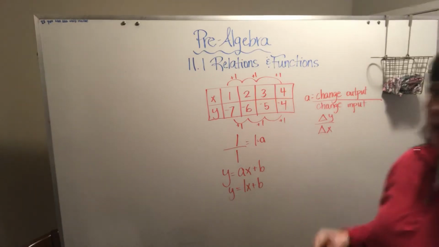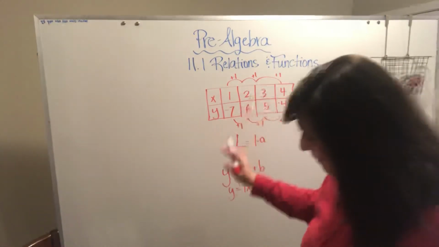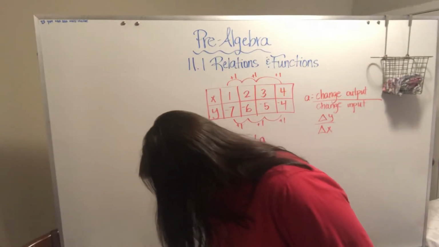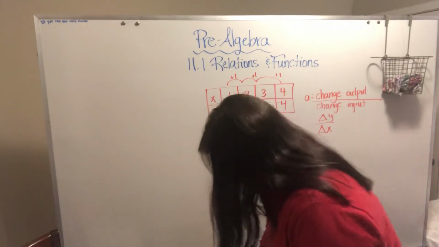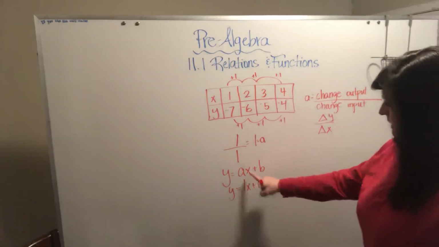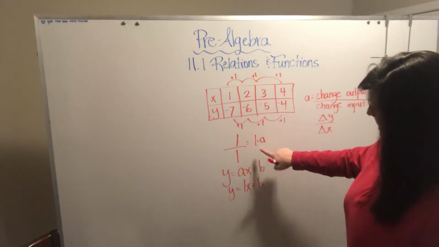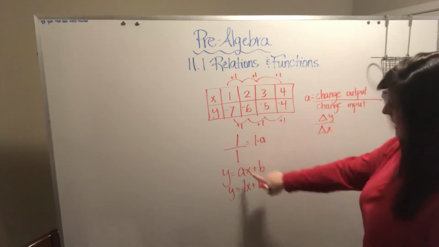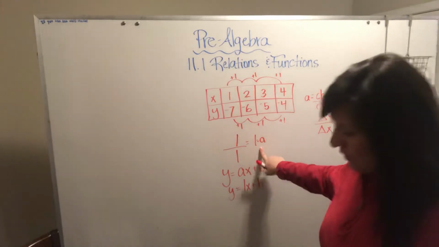Well, what does that mean? How do I figure out? Remember, we're going back to writing a function rule, okay? So, I have this change. My change is change in Y over change in X, okay? And I get 1 for A.